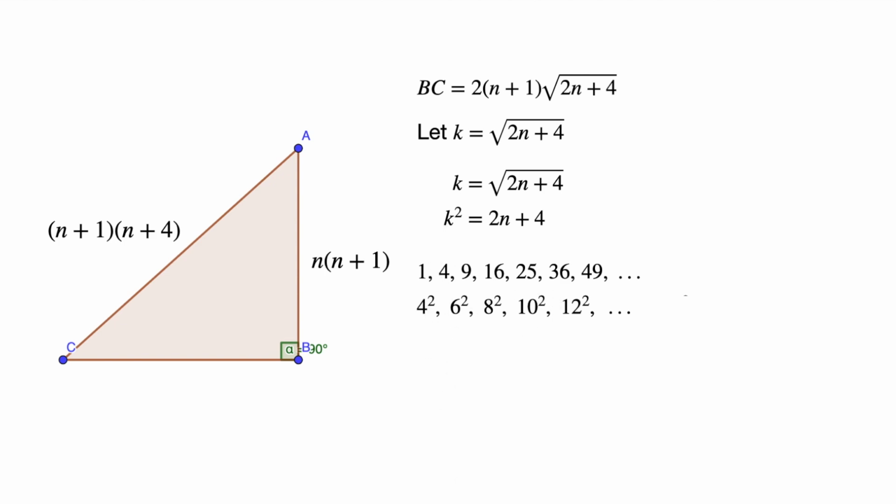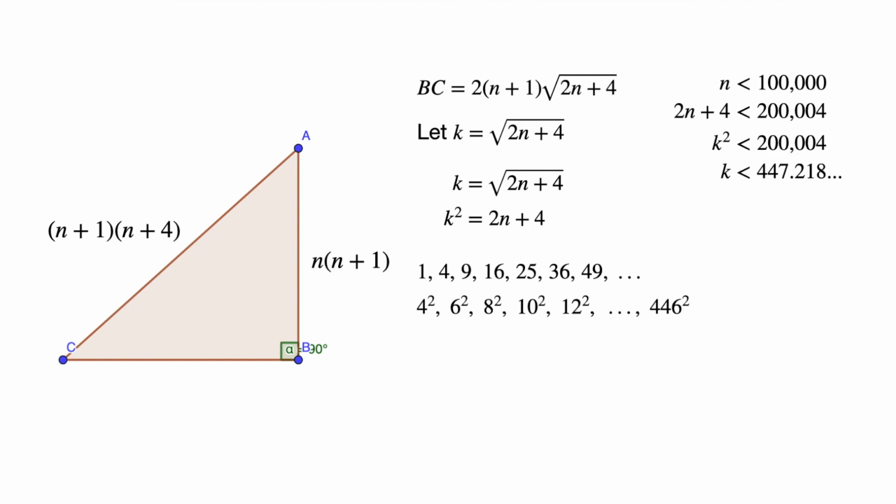Now to find the upper limit of this sequence of possible k's. We know that n is less than 100,000, and that 2n plus 4 will be less than 200,004. Substituting in k squared for that and square rooting it, we know that k has to be less than 447, and because k squared has to be an even integer squared, this means that the biggest even integer less than 447 will be 446 squared.